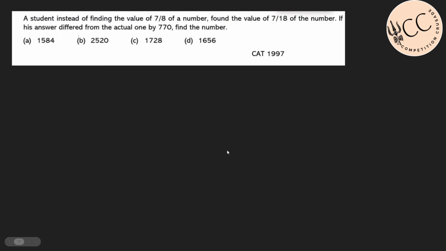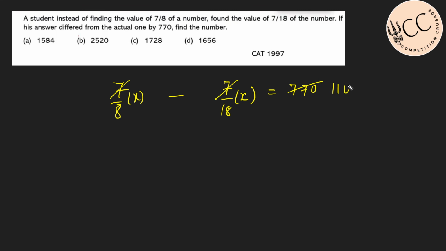Okay, an interesting question. The question is from CAT 1997, a good question. A typical conceptual question. A student, instead of finding 7 by 8 of a number, finds the value of 7 by 18 of the number, and his answer differed from the actual one by 770. So we have to find the number. If you realize there is only a single variable, so I could just eliminate 7 from both ends and I will get this.